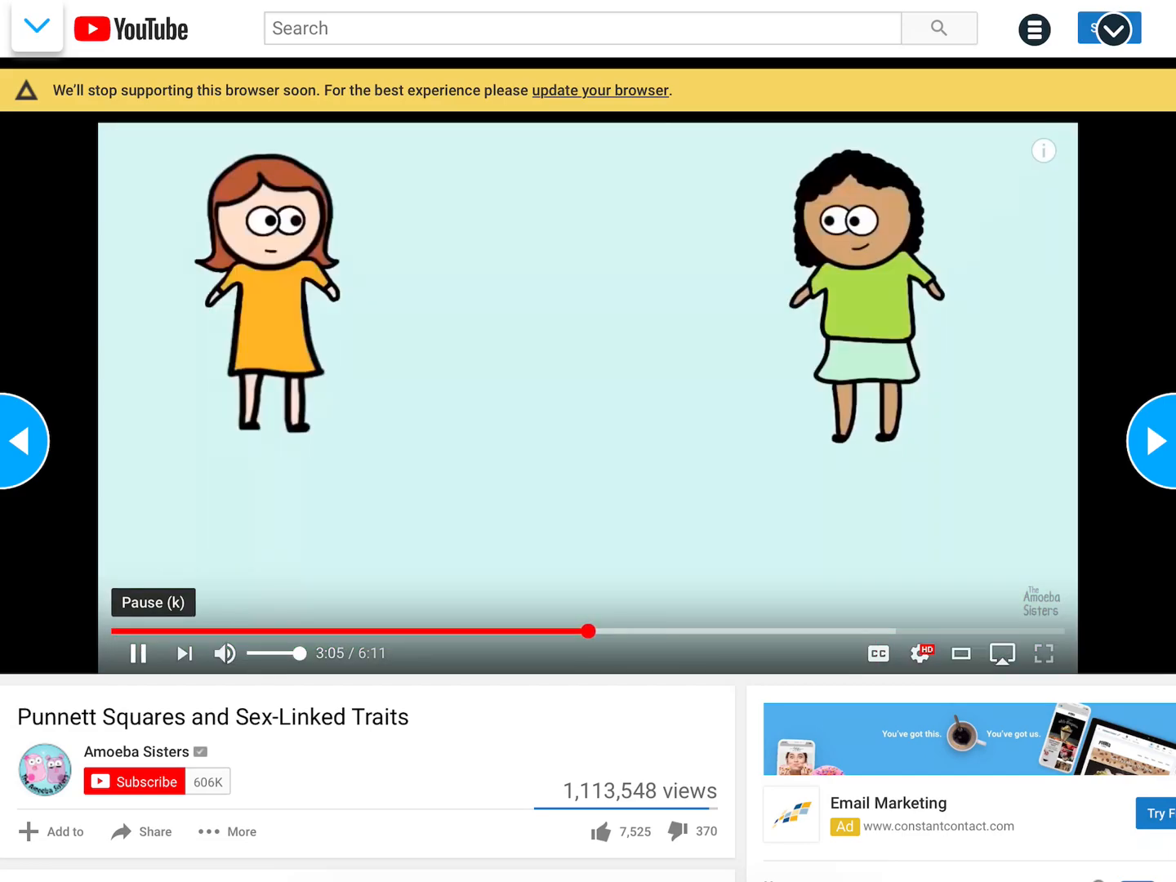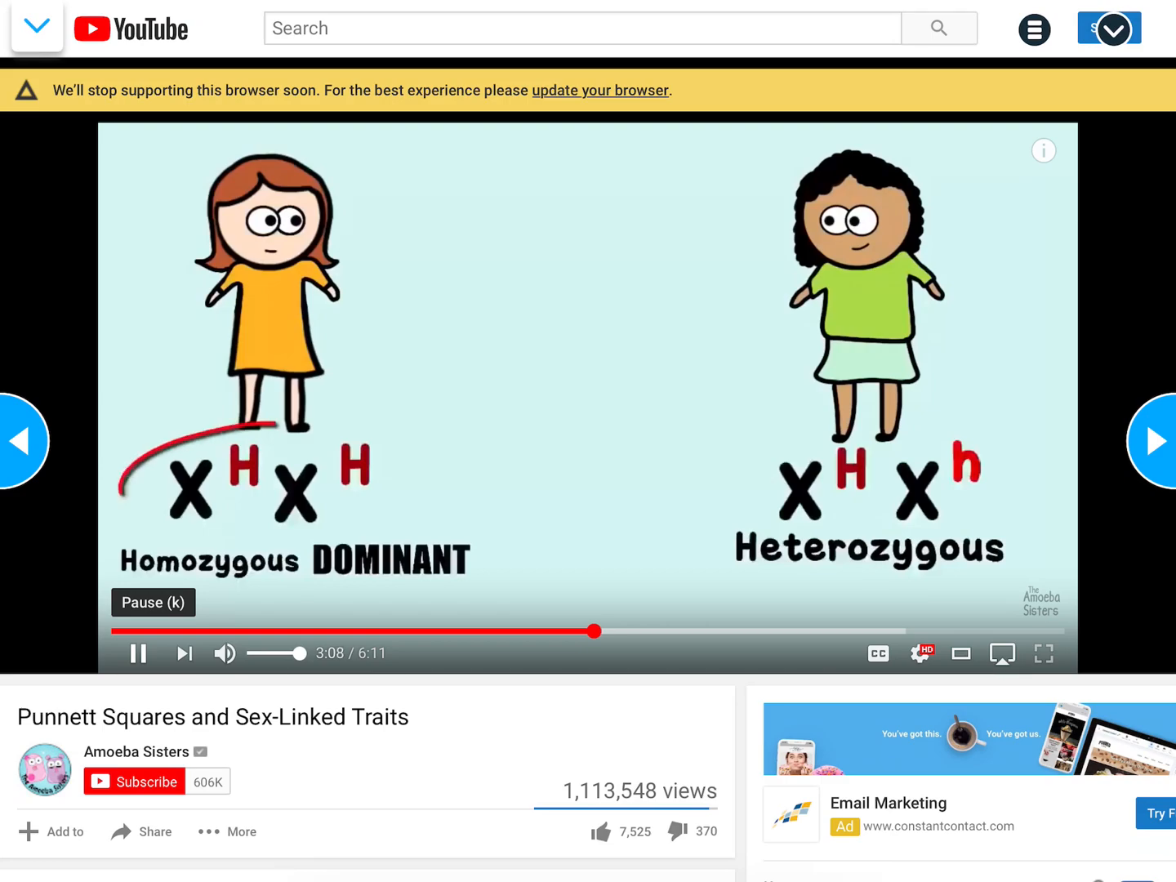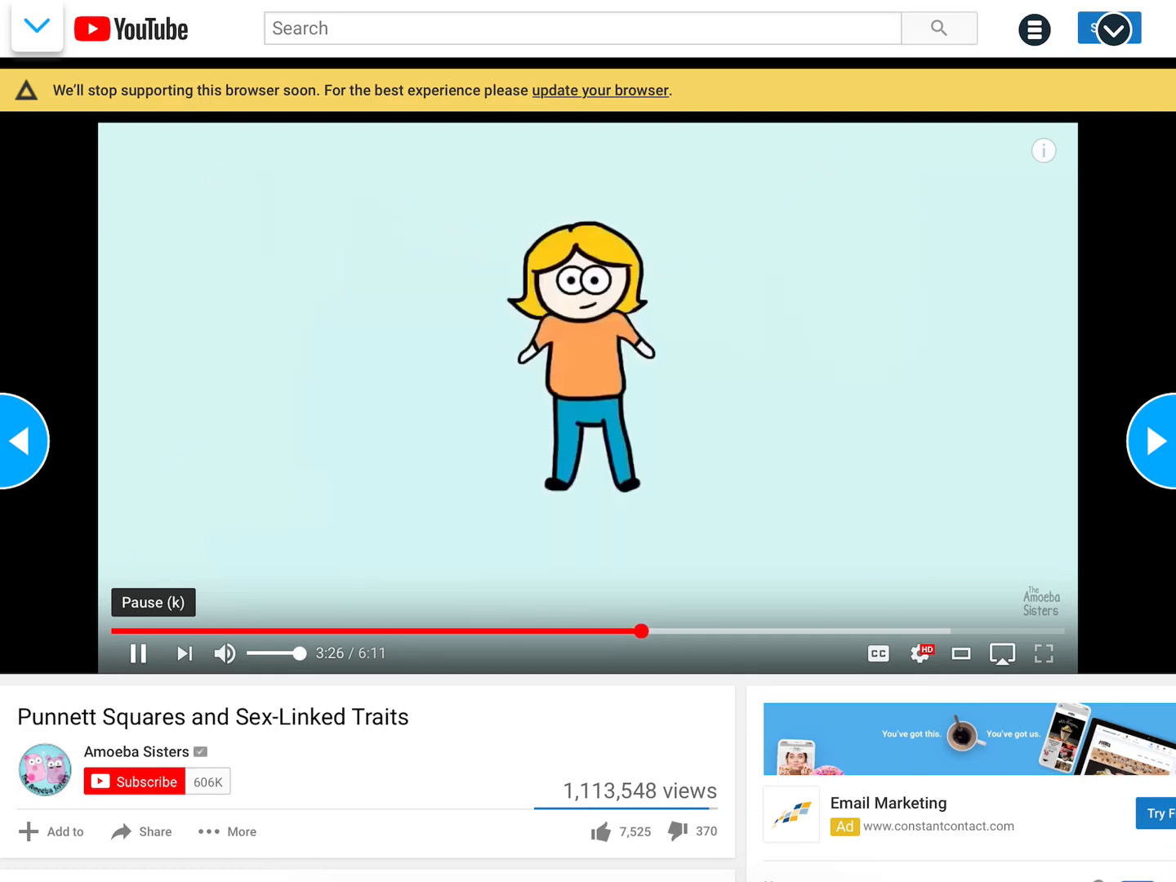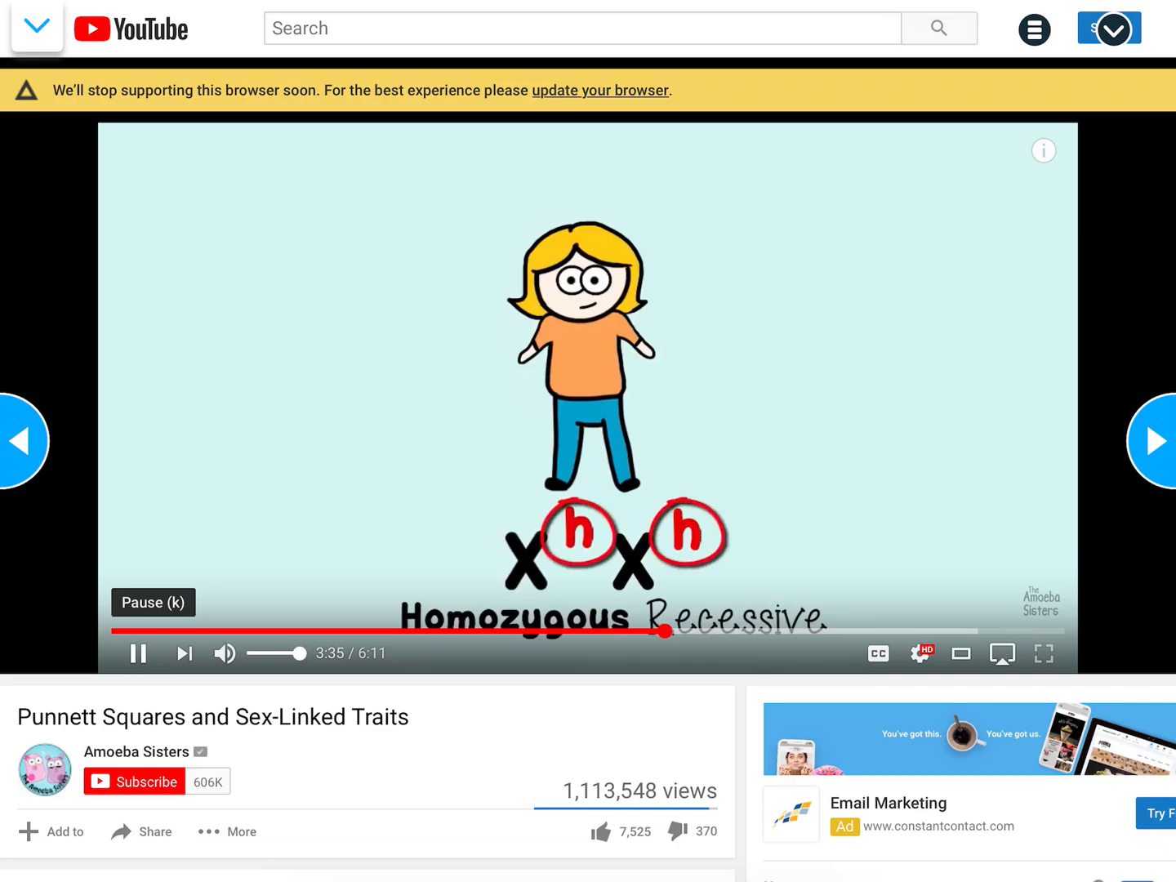A woman that does not have hemophilia could have the genotype X big H, X big H, or X big H, X little h. Because as long as she's got at least one dominant allele, that dominant allele will be what shows. So no hemophilia, since again, hemophilia is a recessive sex-linked disorder. The only way for her to have hemophilia would be the genotype X little h, X little h, because only when there is no dominant present will that recessive show up, at least in this type of trait.